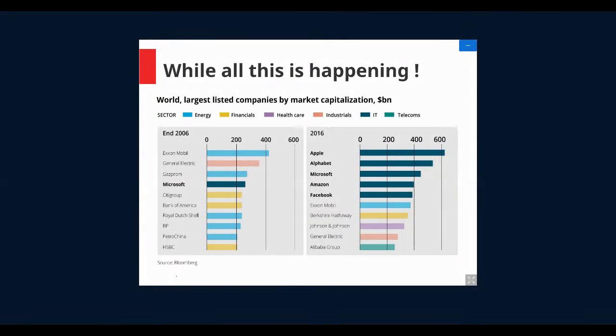So while this is all happening in the real world, we have to analyze the technology world in a lot more detail. This is the billionaires, or the world's largest market capitalization companies. If you look at 2006, amongst the top 10 companies, except for Microsoft, there was nothing else that was in the top 10. But at the end of 2016, the top 5 companies were all technology companies.